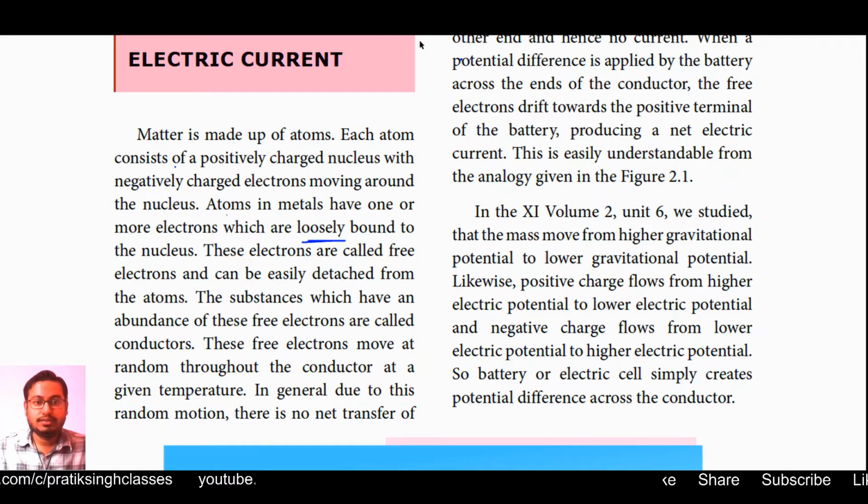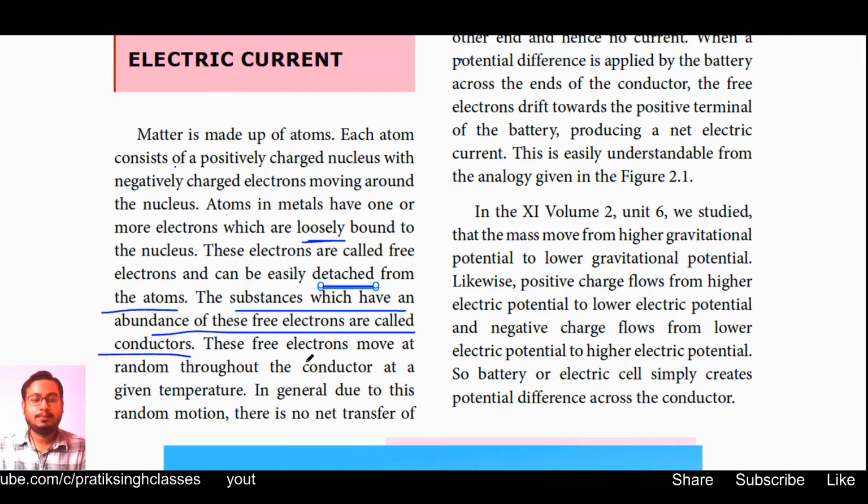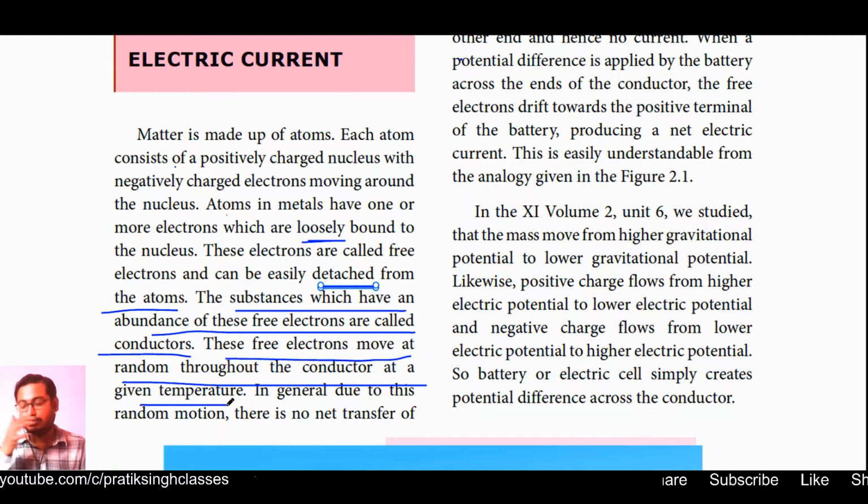All right, so these loosely attached electrons can be detached from the atoms very easily. The substances which have an abundance of these free electrons are called conductors. That means in conductors there is a huge number of free electrons, or electrons loosely bound to the nucleus. These free electrons move at random throughout the conductor at a given temperature. So at any particular temperature, those loosely bound electrons jump from one atom to another in their vicinity, and it happens throughout the conducting material.